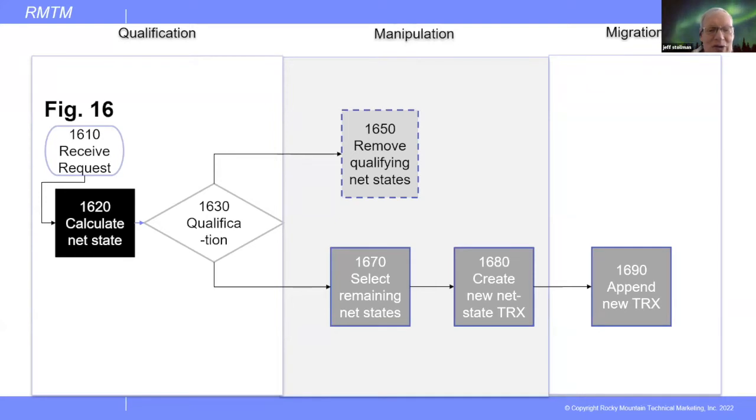If you go down the other path, you have the remaining net states. You can create a new set of transactions, establishing those as almost a seed block for the new blockchain, basically everybody's net state, and then have those appended to the new blockchain. So that's one alternative.